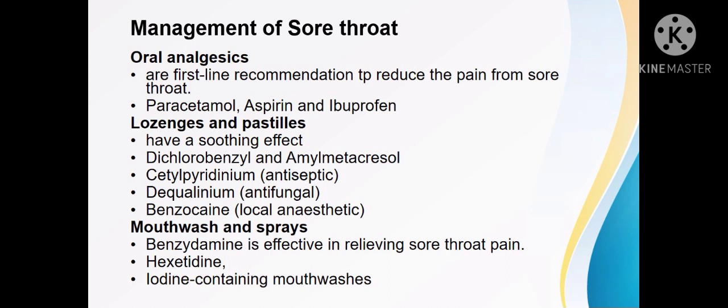Some of the drugs available as lozenge and pastille in the market are dichlorobenzyl alcohol and amylmetacresol combination, cetylpyridinium having antiseptic property, dequalinium with antifungal action, and benzocaine with local anesthetic activity. Some of the mouthwash and sprays available for relieving sore throat pain are benzydamine, hexetidine, and iodine-containing preparations.